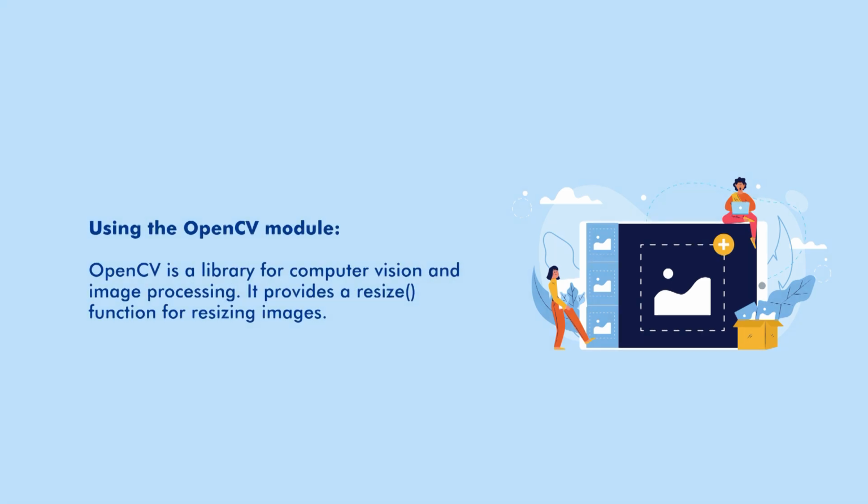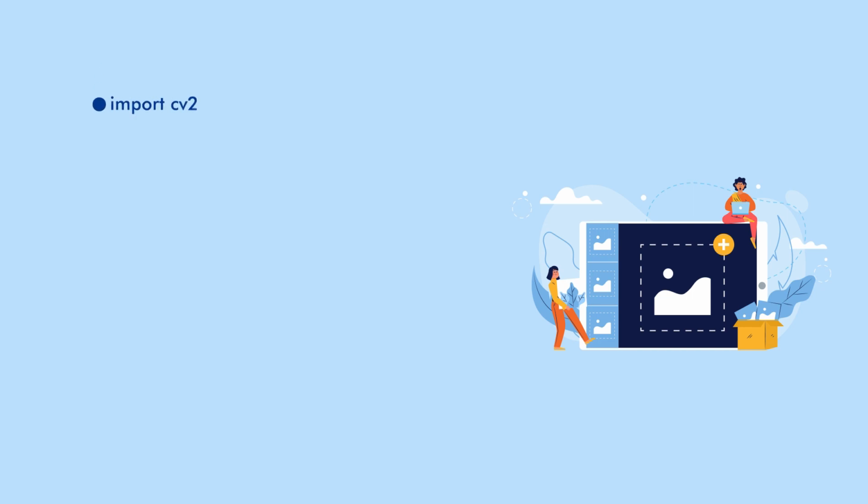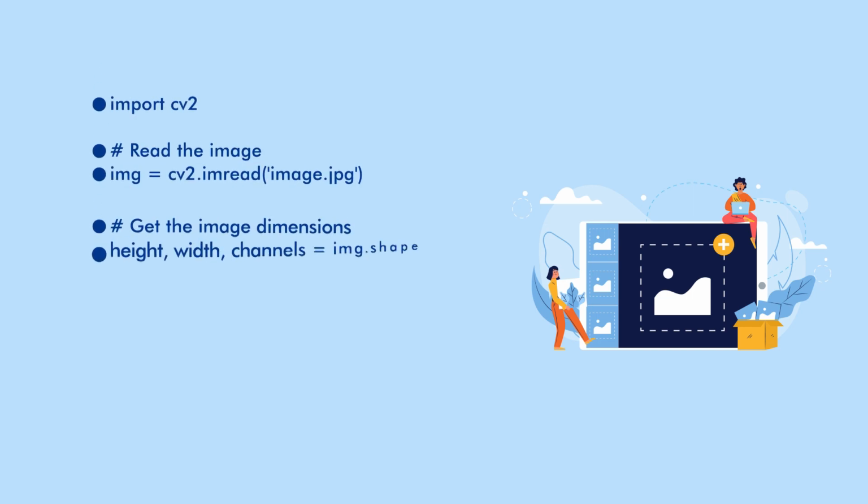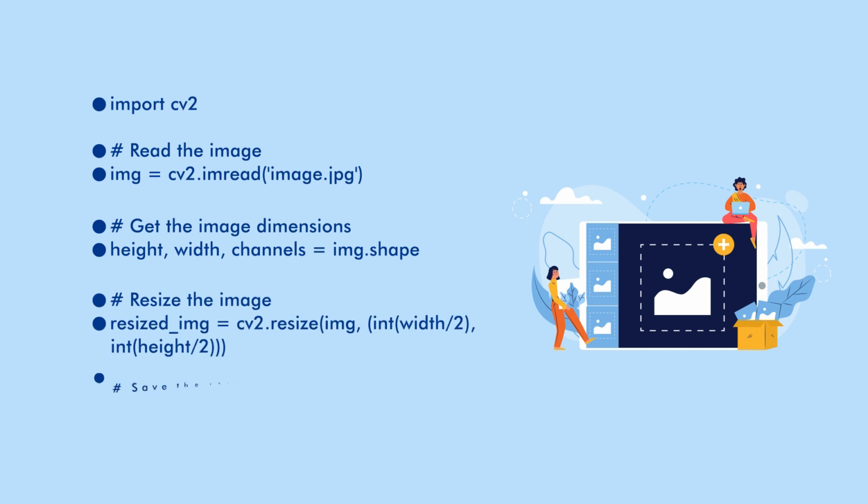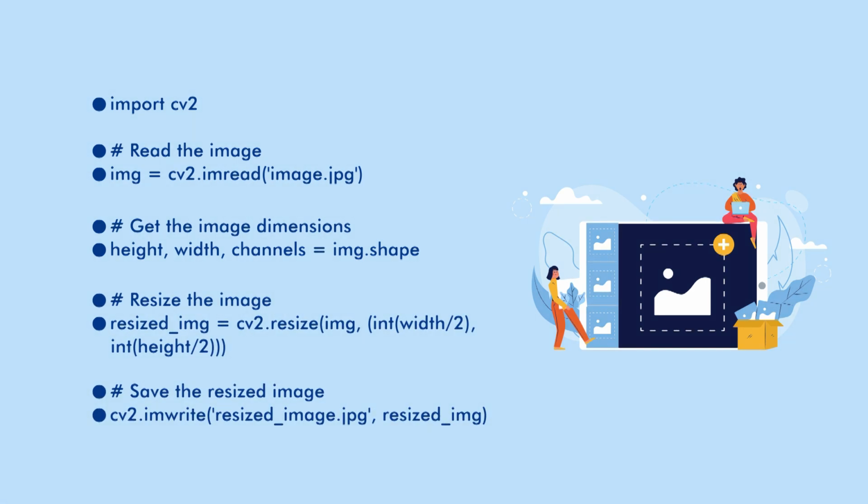The next is using the OpenCV module. OpenCV is a library for computer vision and image processing. It provides a resize function for resizing images. Here is an example. In this example, we can learn how to resize the image. First of all, we have to import the OpenCV library, then read the image or fetch the image in a suitable format. Then we have to take the image dimensions, then resize the image with the resize function with values like width and height, then save the resized image.